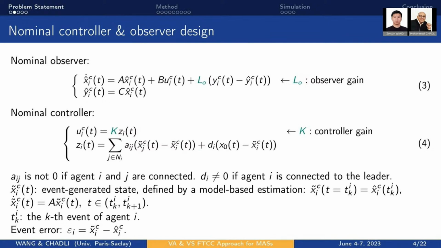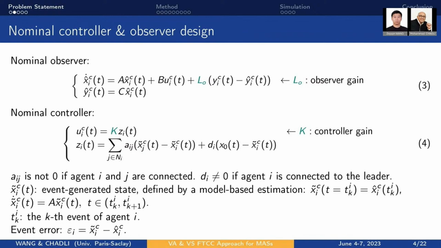The nominal controller is u_i^c, which is the controller gain big K times Z_i, where Z_i is the combination of the neighbor state and the state of agent i itself. So here a_ij is not 0 if agent i and j are connected. The d_i is not 0 if agent i is directly connected to the leader. The tilde x_i^c is the event-generated state because here we use the mechanism of event-triggered communication. So the state x_i or the observer state, the hat x_i, is not directly used in Z_i, but the event-generated state, the tilde x_i^c, the tilde x_j.